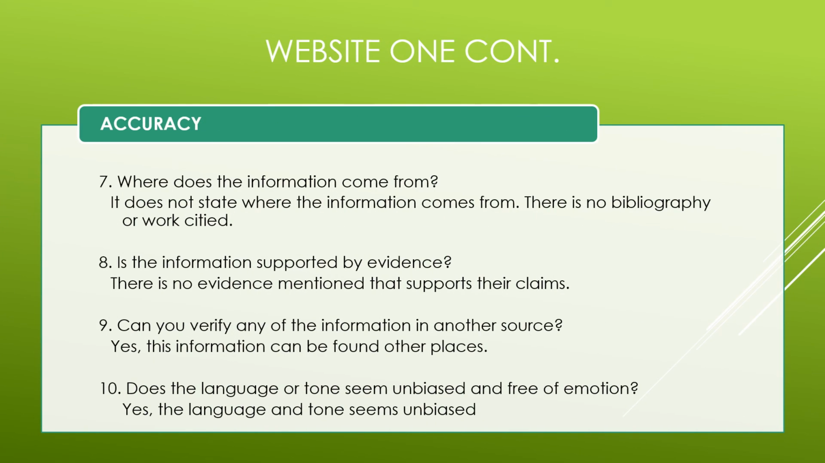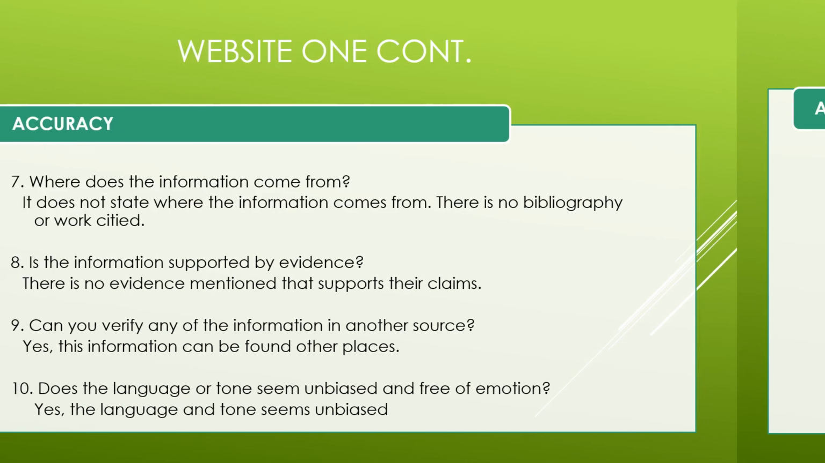Accuracy. Where does the information come from? Well, in this article, it does not state where the information comes from. There is no bibliography or works cited. Is the information supported by evidence? Well, as I have mentioned, no, the evidence is not there because there is no bibliography. Can we verify any of the information in another source? Yes, with research, that information could be found. And does the language or tone seem unbiased and free of emotion? Yes, the language and tone seemed unbiased.